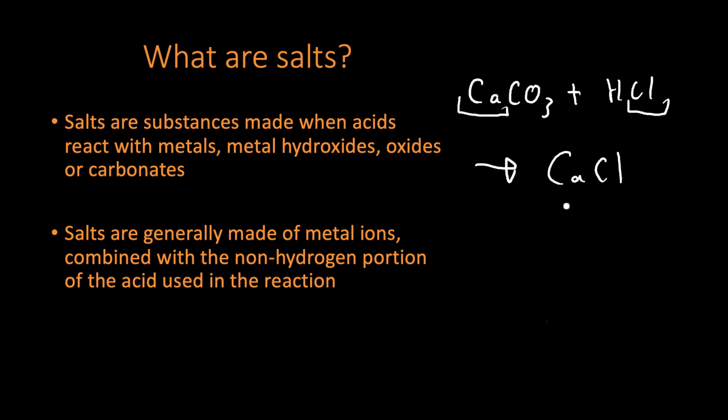I can go a bit further than that and predict the formula based on the charges. Well, calcium is in group 2, so it's got a 2 plus, and chlorine is in group 7, so it's got a 1 minus, making that CaCl2. That is how you balance. You look at the charges, they must balance.